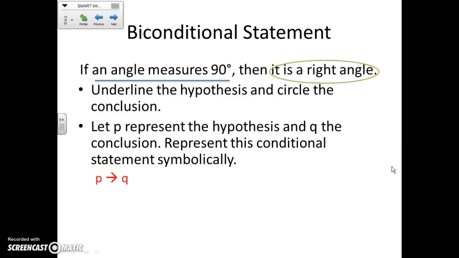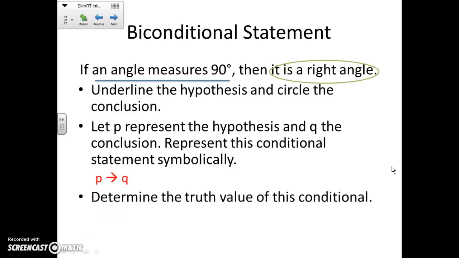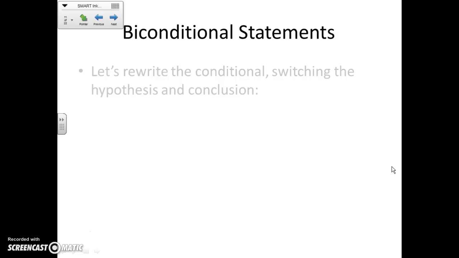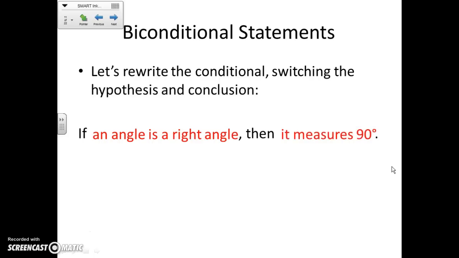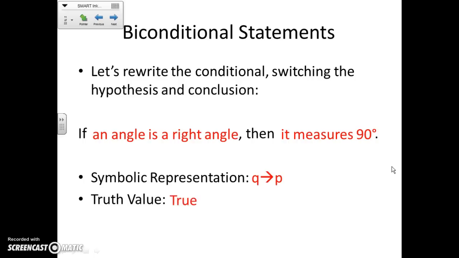So, P arrow Q would represent if an angle measures 90 degrees, then it is a right angle. And the truth value of this would be true. Now, I'm going to rewrite the conditional, switching the hypothesis and the conclusion. It's okay to make grammatical changes to make sure the sentence makes sense. So before I had an angle measures 90 degrees, now I'm going to use the phrase about the right angle and put it first. If an angle is a right angle, then it measures 90 degrees. My symbolic representation would be Q arrow P. If Q, then P. We've switched the P and the Q, and the truth value is still true.